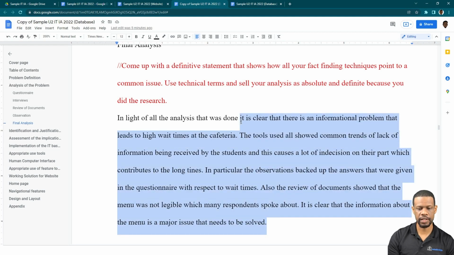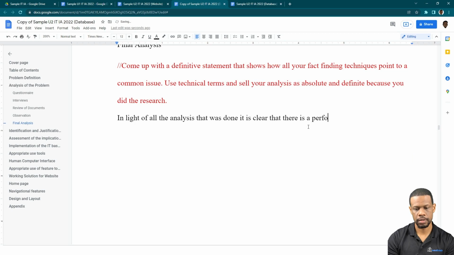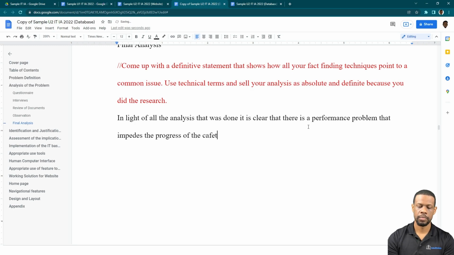So I'll say, in light of all the analysis that was done, it is clear that there is a performance problem, a performance problem that impedes the progress of the cafeteria because they don't make the things that the people want.